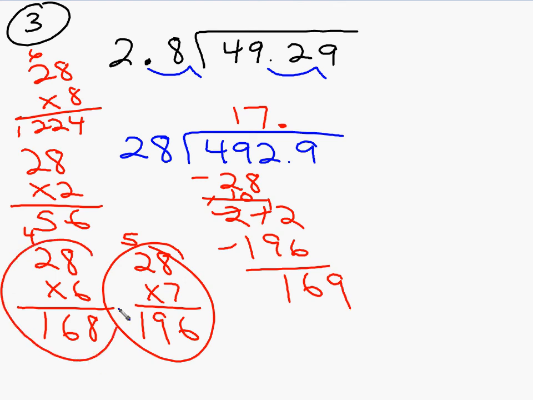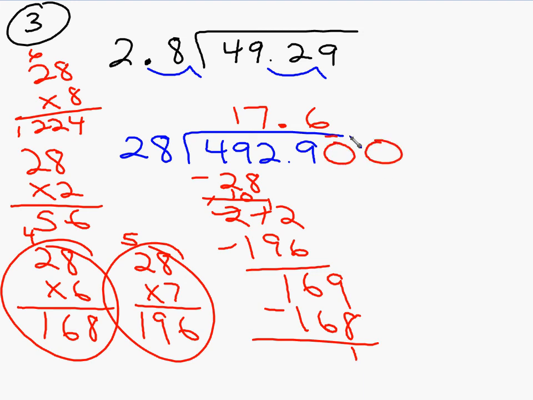Well, here we go. 28 times 6 is 168. So I've already got the work done. So I put a 6 up here, and I multiply 168. Subtract. Now look what happens. I have a remainder. So I can add zeros and keep going. Now I'm not going to make you go forever. 2 or 3 places is enough. So when I bring down this next number, which is a 0, I want you to watch what happens. I don't think we've seen this situation before.